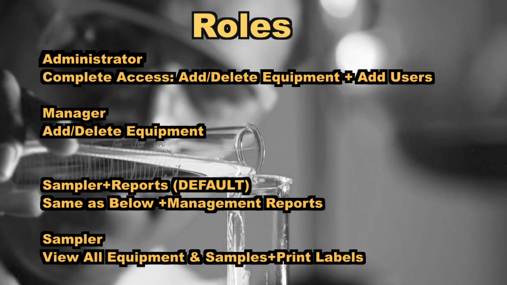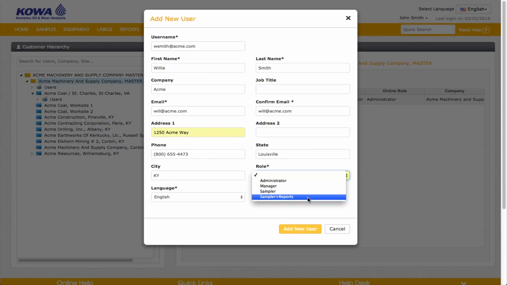Now, the Manager role, on the other hand, also has the ability to add, modify, or delete equipment. We recommend that at your company, to best monitor your database, a single person or select number of people are assigned the Manager role. Finally, the Admin role. The admin role has complete access to the system, including the ability to add users with the admin tab. So again, we see the 4 preset roles listed. We'll go ahead and choose the default Sampler plus Reports. Then we'll click Add New User.